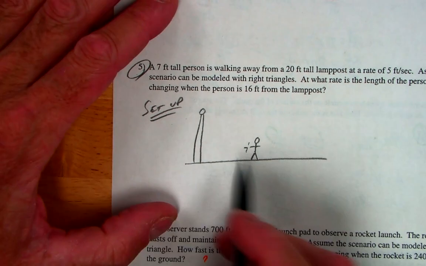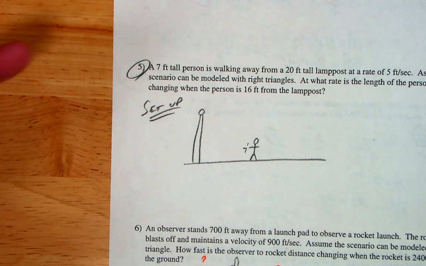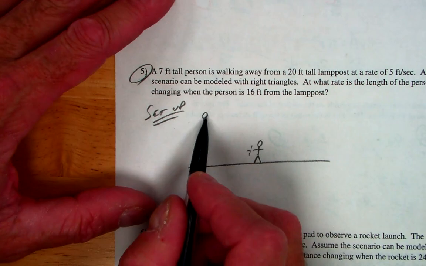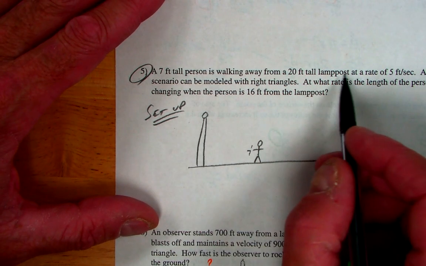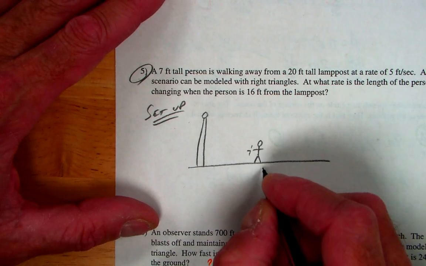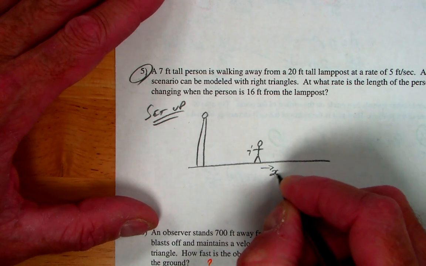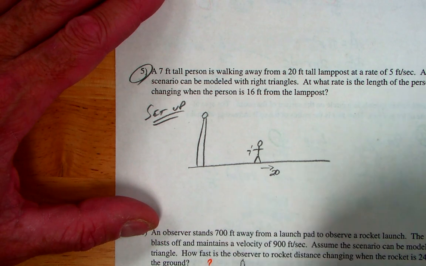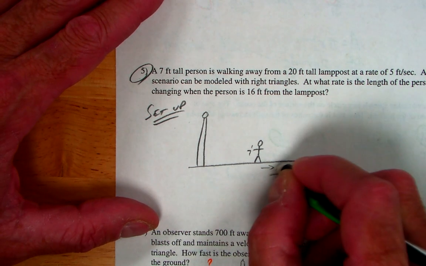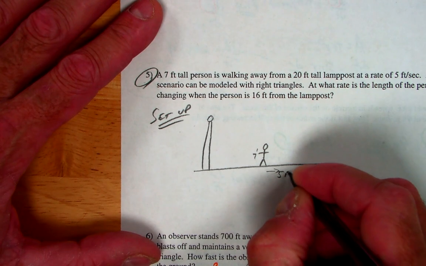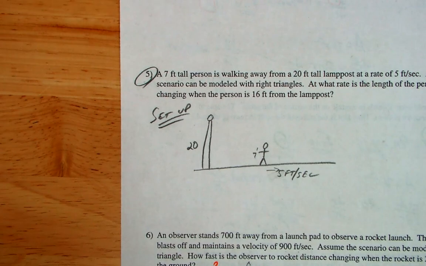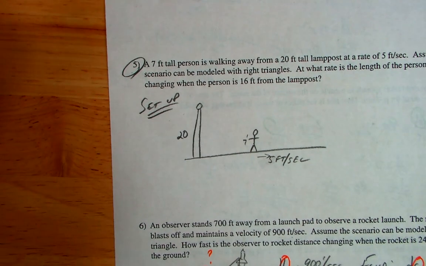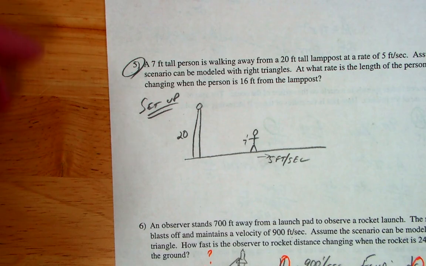Such a fun week. First of all, can I label that as 7 or should I leave it like height? Yeah, because it's always going to be 7. Okay, so it says, assume the scenario can be, I was walking away. So the speed right here is 5 feet per second. And they want to know at what rate is the length of the person's shadow changing.